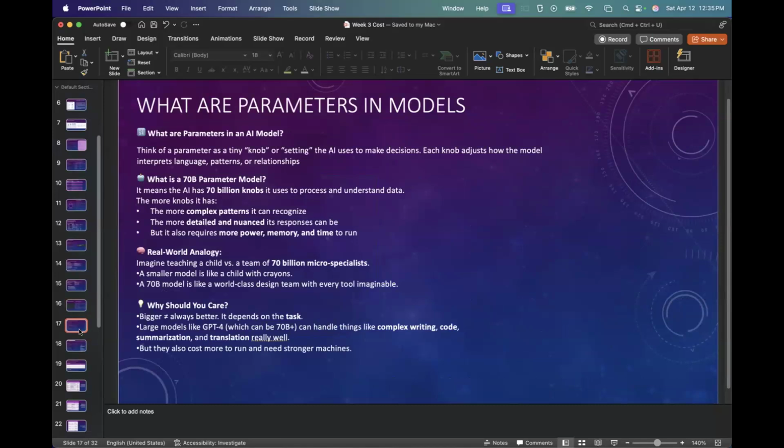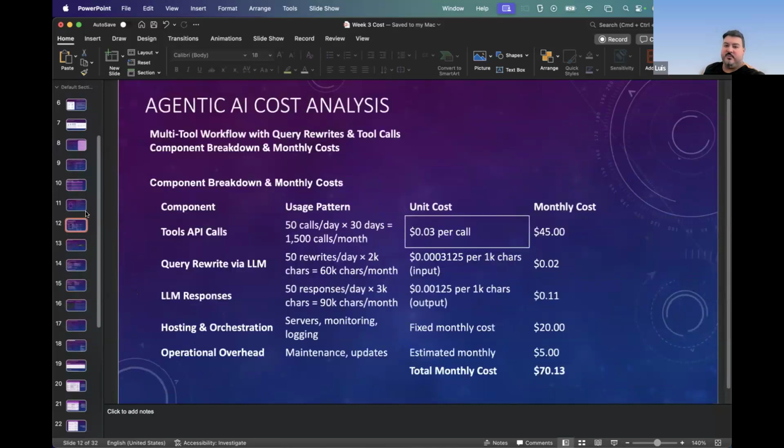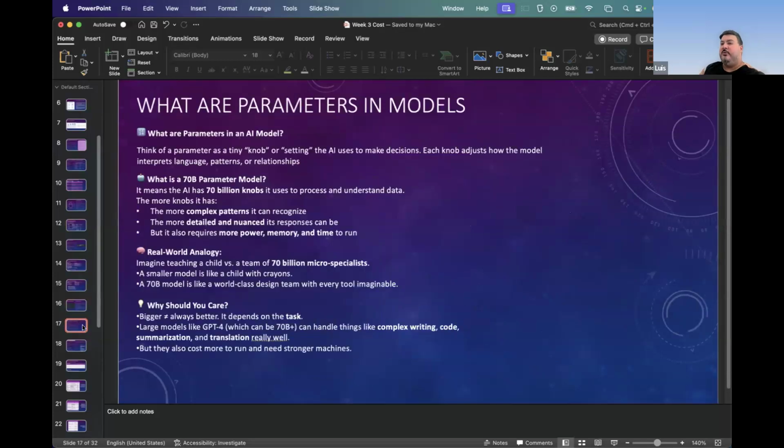Sounds good. So what are parameters and models? One thing I want you to think about is when you're looking at running local models. We talked about APIs, and APIs are basically the fastest way of using a model today, right? You don't have to load the model, you don't have to do anything. But let's say you want to load a model on your local drive.